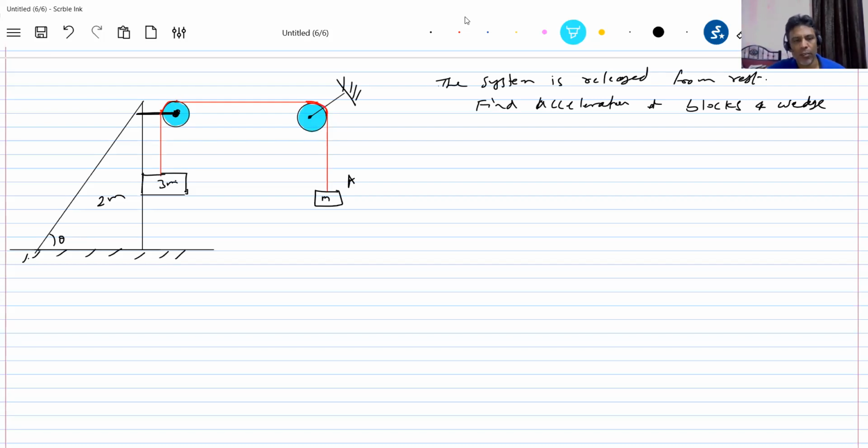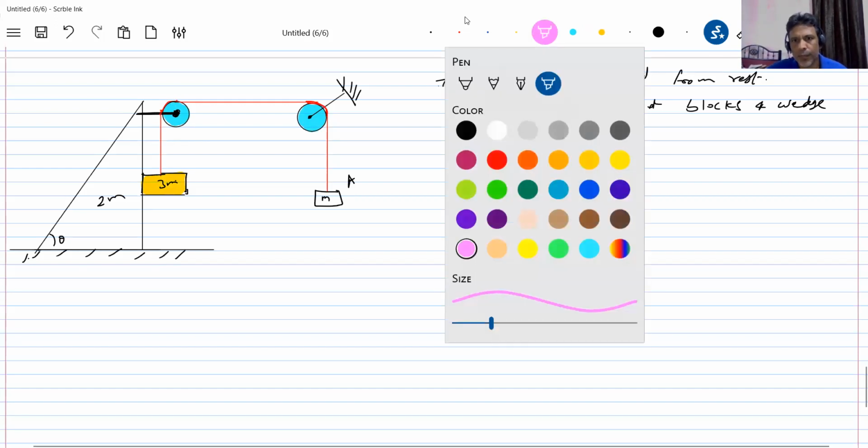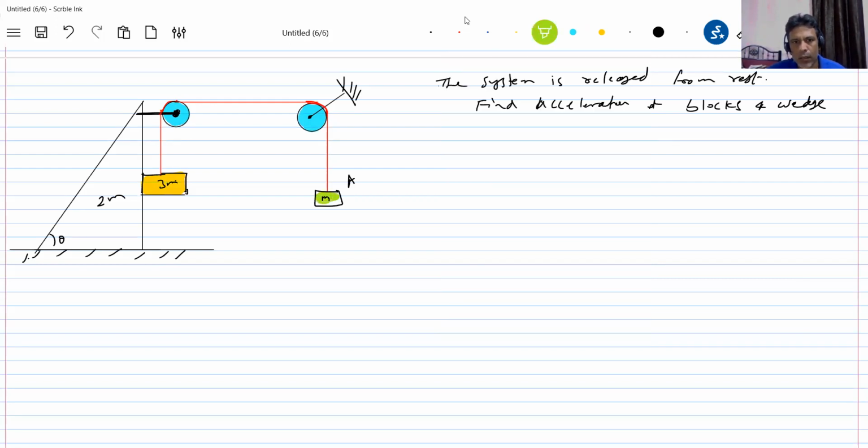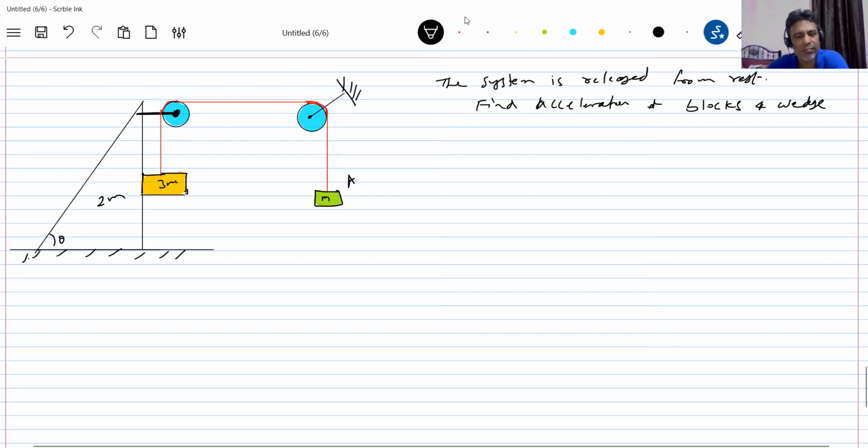Okay, get into the question now. So that red color line is what? It's a string. And these are the blocks. Again, I brought 3 blocks to manage. Let me give names for the blocks A and B, and for the wedge, let it be C.